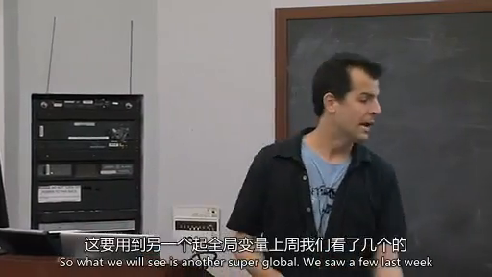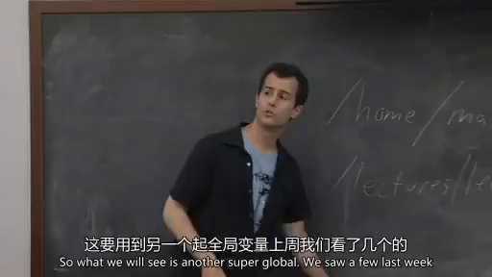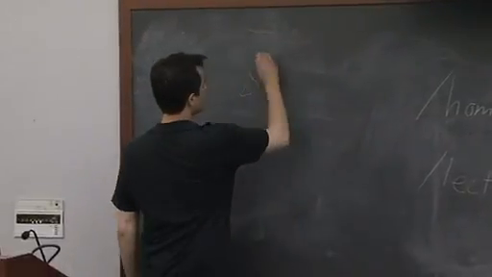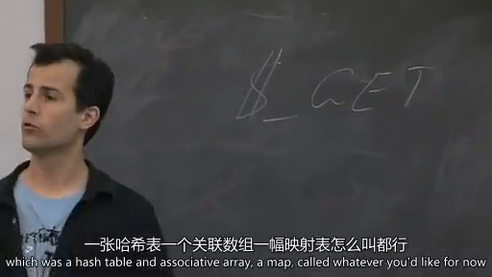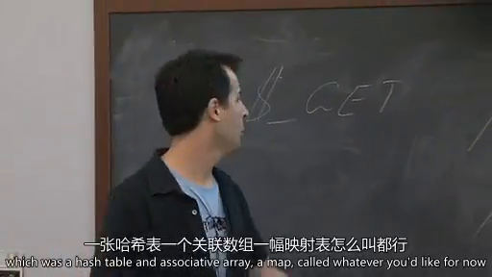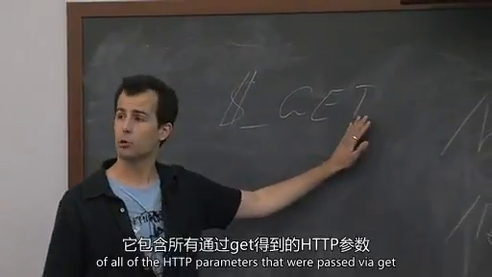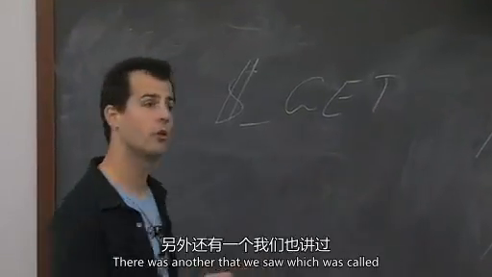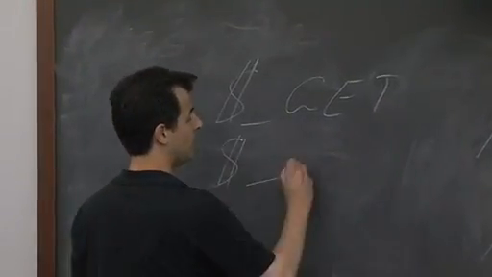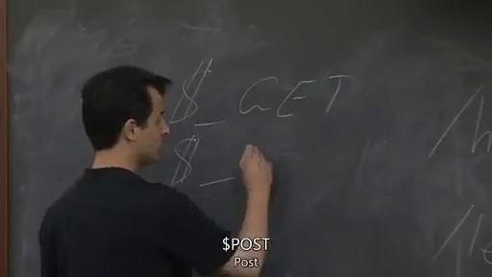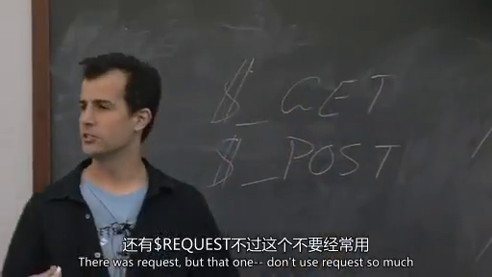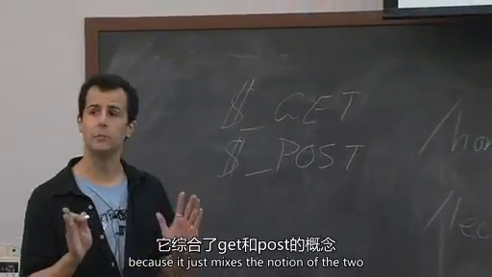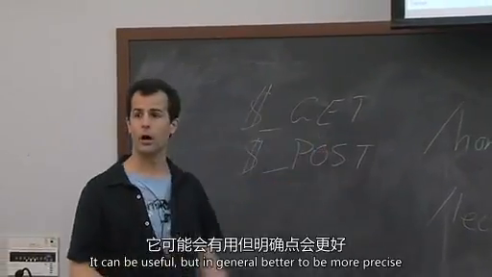So what we'll see is another superglobal. We saw a few last week. One was $_GET, which was a hash table, an associative array, a map, call it whatever you'd like for now, of all of the HTTP parameters that were passed by a GET. There was another that we saw, which was called $_POST. There was $_REQUEST, but that one, don't use it so much because it just mixes the notion of the two. It can be useful, but in general, better to be more precise.